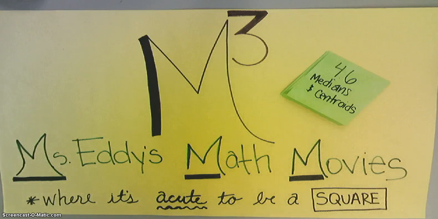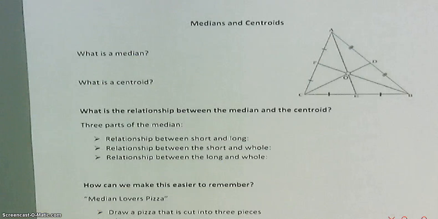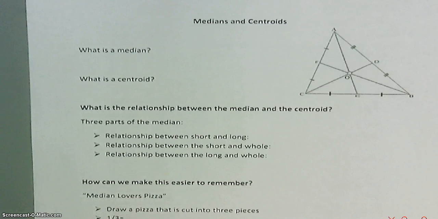Today's lesson is 4.6, Medians and Centroids. By the end of this lesson, you should be able to identify a median and a centroid and use properties to solve for the length of medians. Today's notes look a little bit different than normal, but I've given you this handout, so you should have it available to you. What is a median?